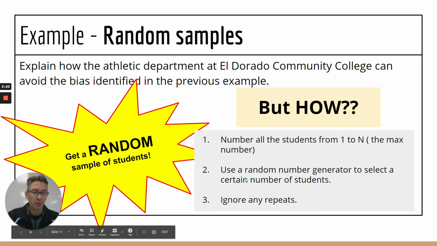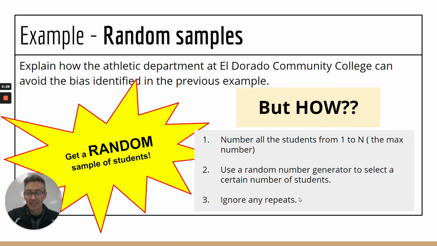But I wanted to go through this so that you saw an example of how you could be specific about how you would randomly select them. Because it's not enough just to say, I will randomly select 20 students. You have to say how.